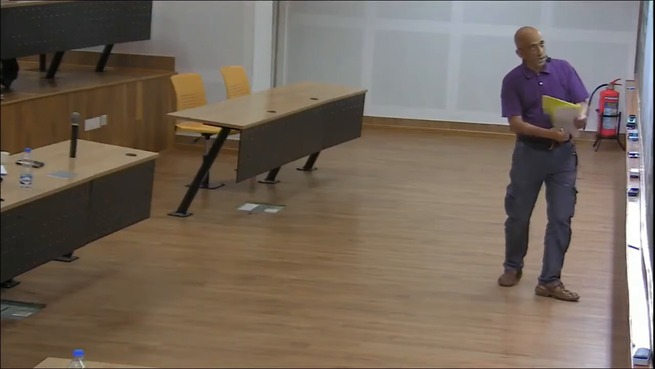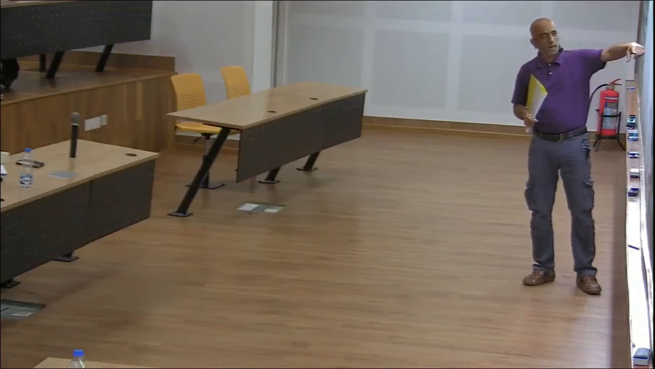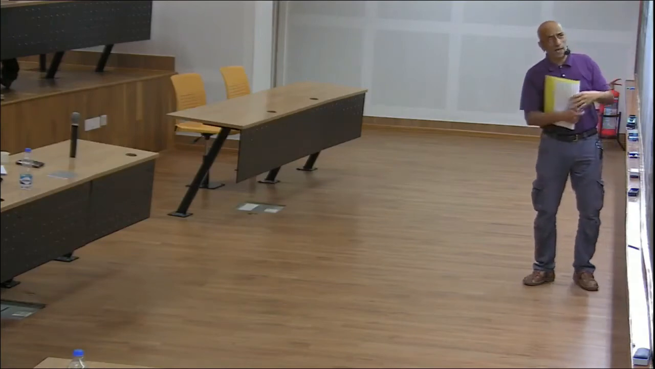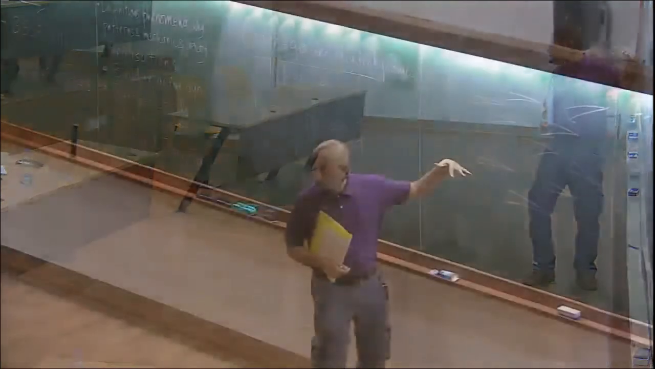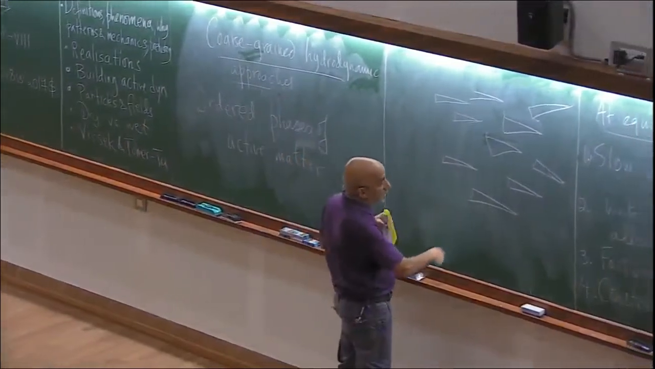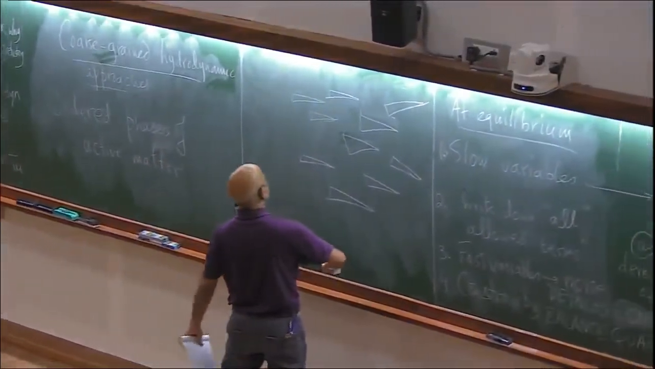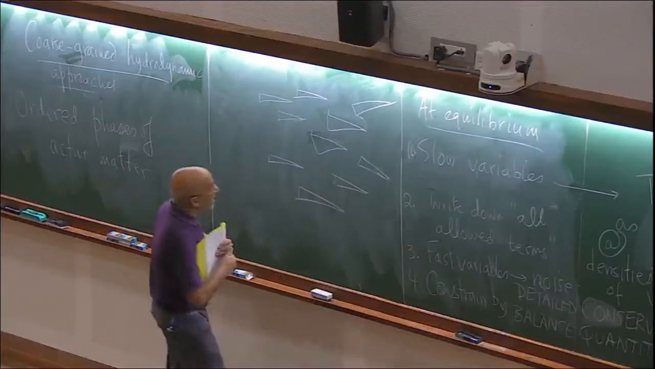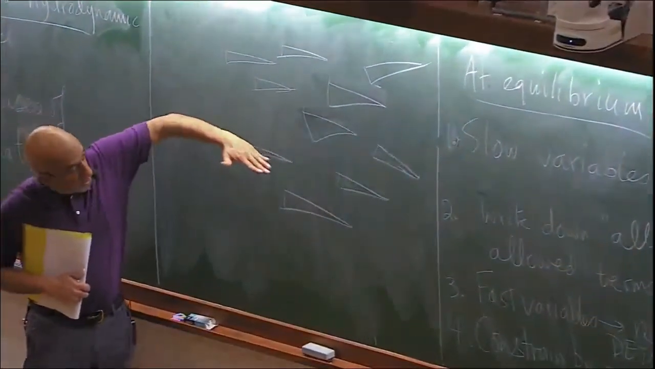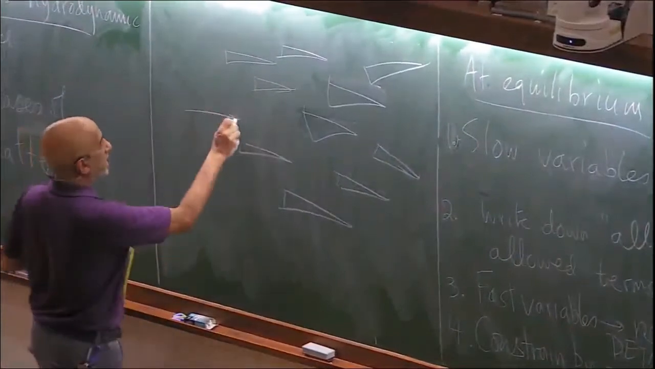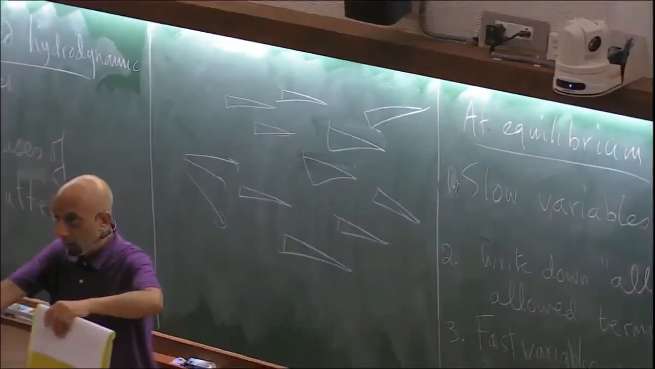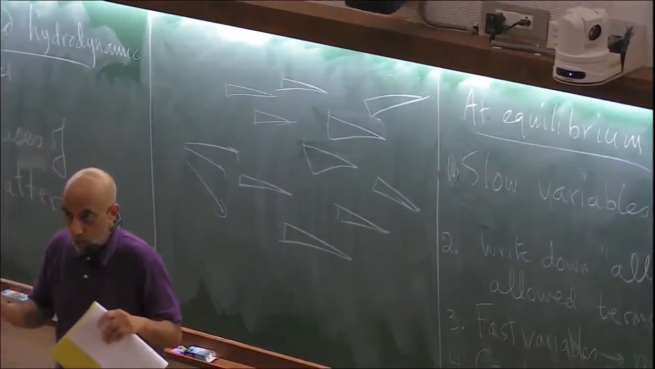Let's say you have a system. Let's forget about flocking. Let's say these are little vectors of some sort, which have some kind of interaction such that below a certain temperature, they all condense into an ordered phase where everybody's pointing the same way. Now, the point is these guys could have picked any direction to condense into, this way, this way, this way, this way. So this or that or that.